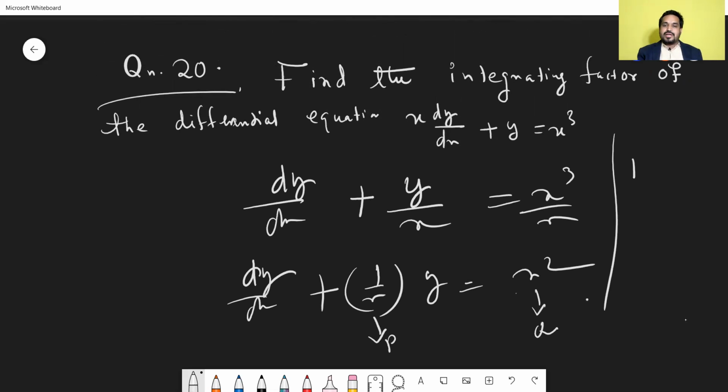So what is the formula for integrating factor? It is e to the power integration p dx. E to the power integration of 1 by x dx. So e to the power ln x. E to the power ln x.